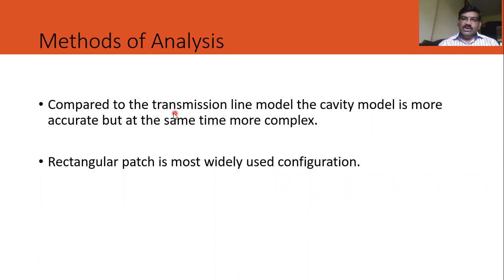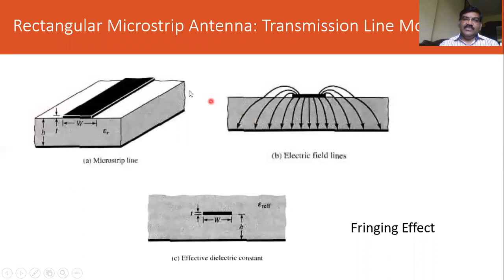Now we will go for the transmission line model by using the rectangular microstrip antenna. Now this is the rectangular microstrip antenna using the transmission line model. Now in the transmission line model, what we are doing here is we are going to discuss the model by using the transmission line model. Okay. So what is this? This is a transmission line.